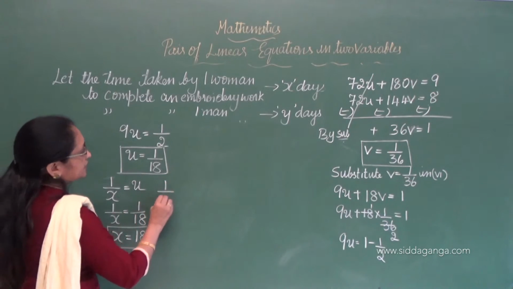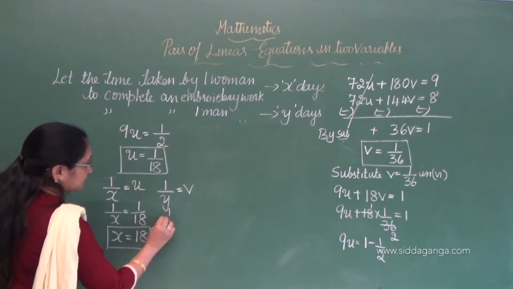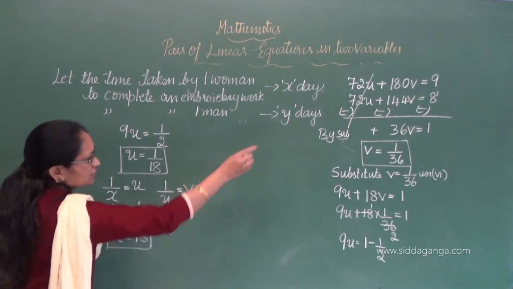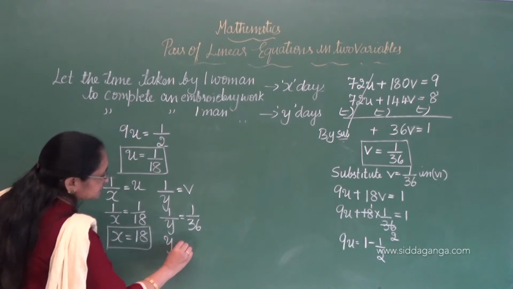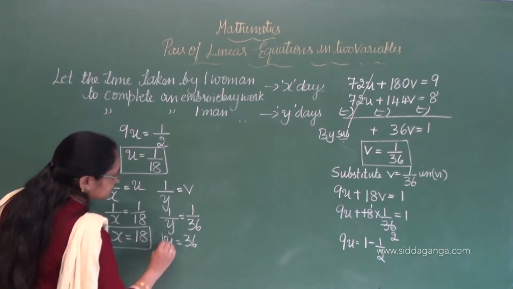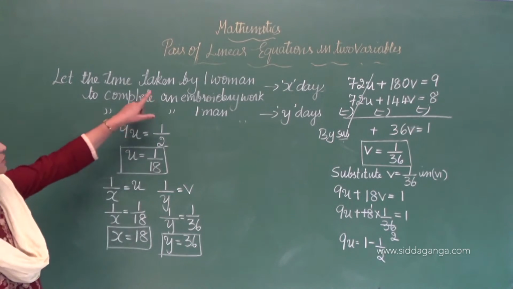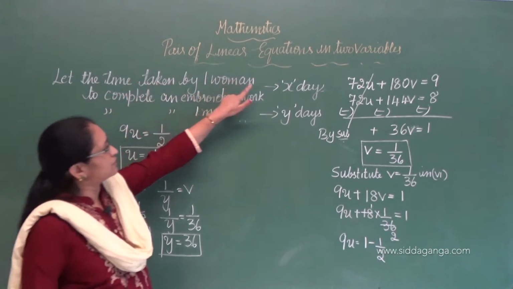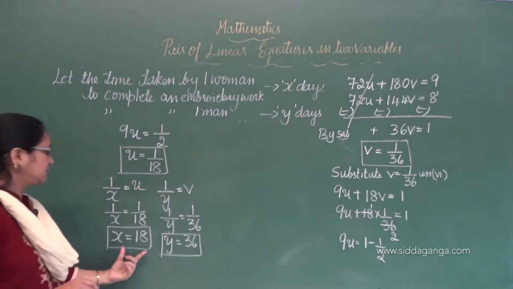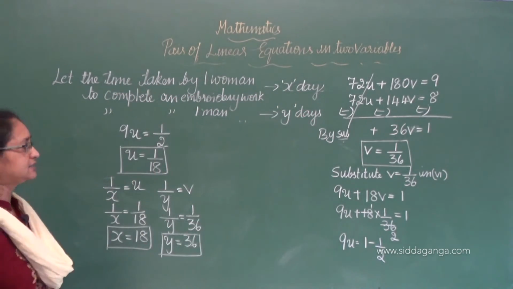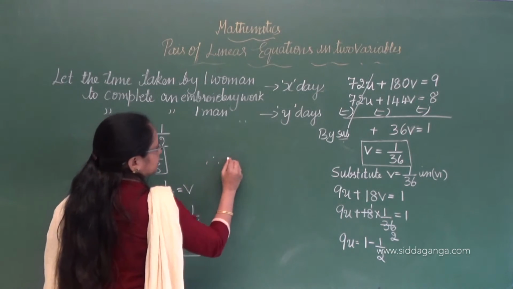Same way, we had taken 1 by y is equal to v. That is, 1 by y is equal to 1 by 36. Same way, y is equal to 36. I hope you understood this. Okay, now just see, the time taken by one woman to complete the embroidery work will be how many days? 18 days. So as a conclusion, what do you have to write as the answer?